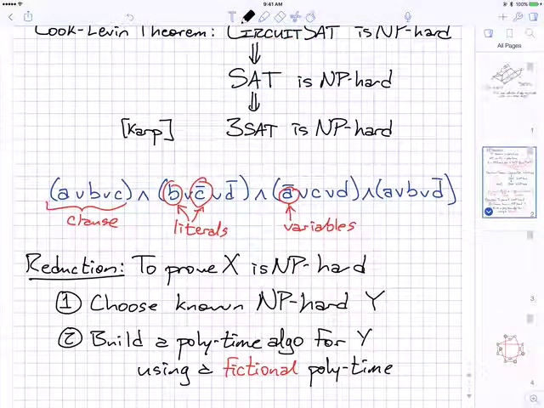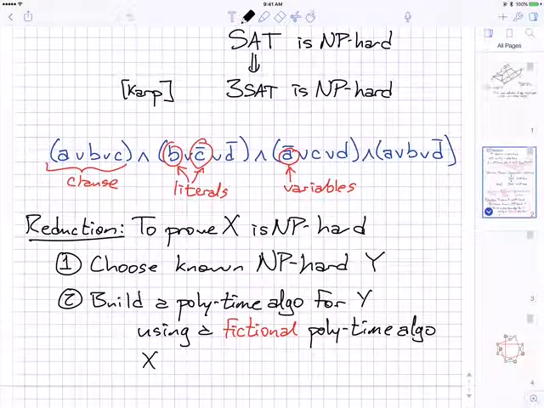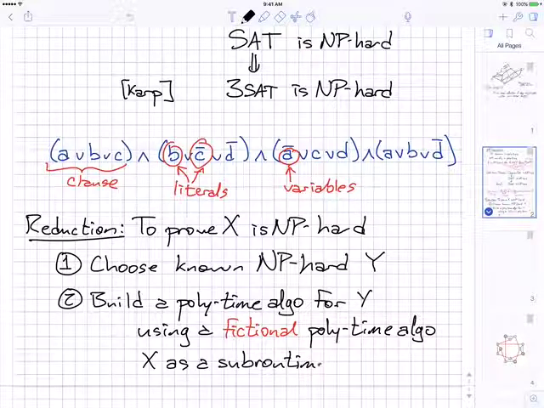Okay, so I'm going to assume for the sake of argument that there's a polynomial time algorithm for X. Of course, this doesn't exist. But for the sake of argument, we assume that it does. And now I'm going to describe an algorithm to solve Y in polynomial time using this supposed polynomial time algorithm for X as a subroutine. So this is a proof by contradiction. Assume that there is a fast algorithm for X, prove that there is a fast algorithm for Y, even though Y is NP hard.